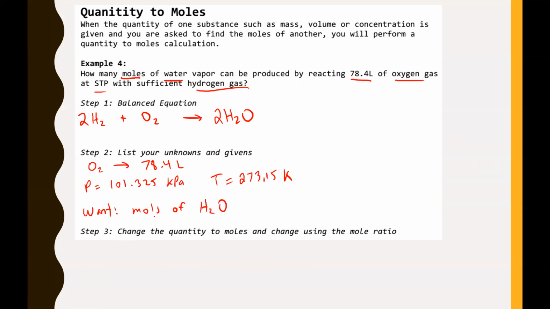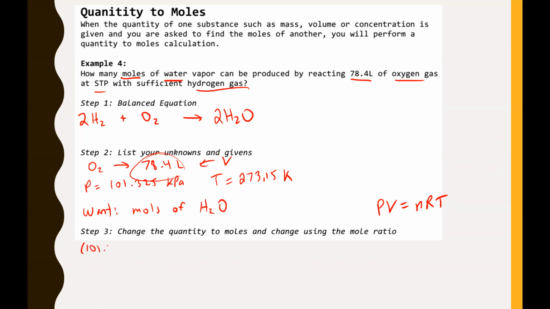So in order to find the moles of H2O, we're going to have to take this quantity of oxygen that we were given and turn that into moles somehow. Well, I want you to notice we have a volume, we have a pressure, and we have a temperature. From before, the ideal gas law says PV equals nRT. We already have a pressure, we already have a volume, we're looking for a number of moles. R is always 8.31, and we have a temperature. So we have everything we need here in order to solve for n, right?